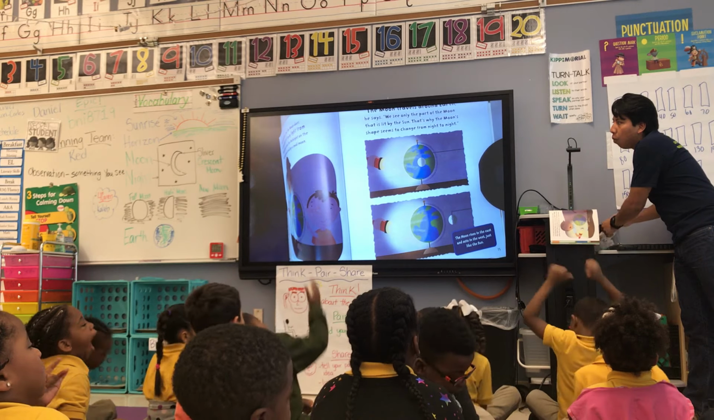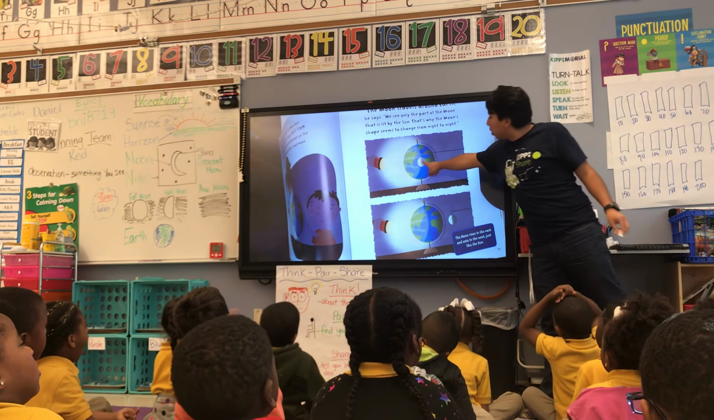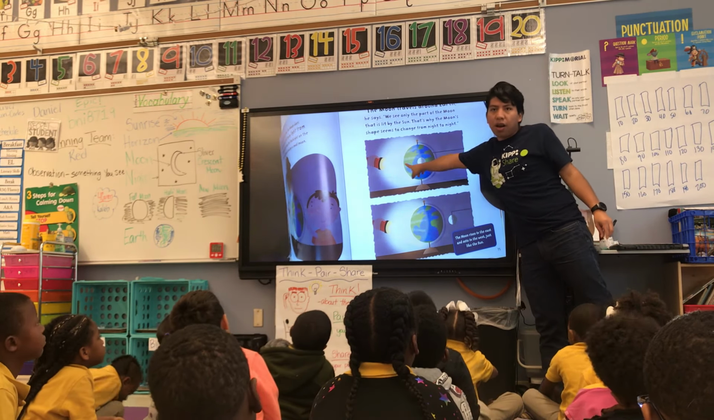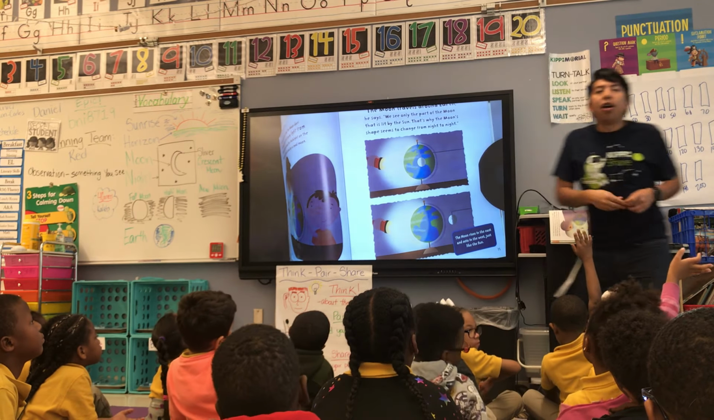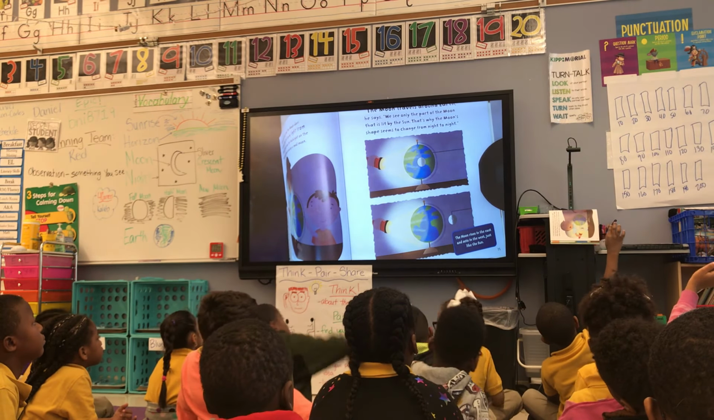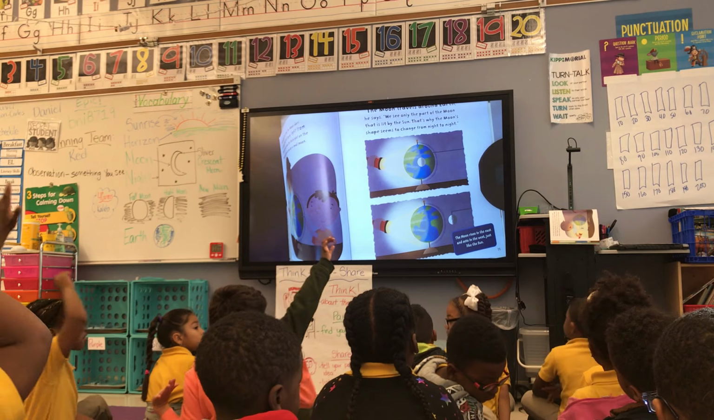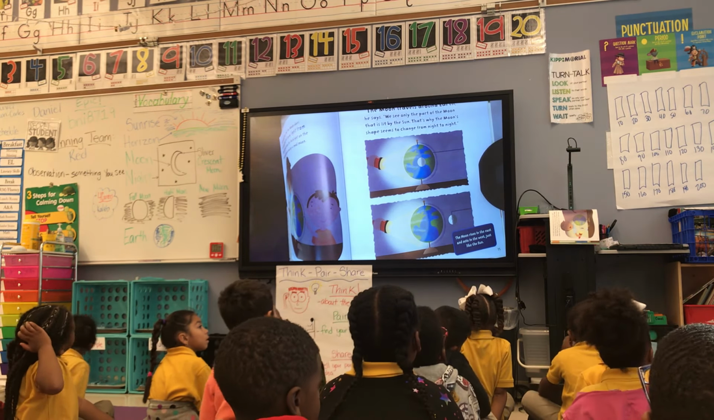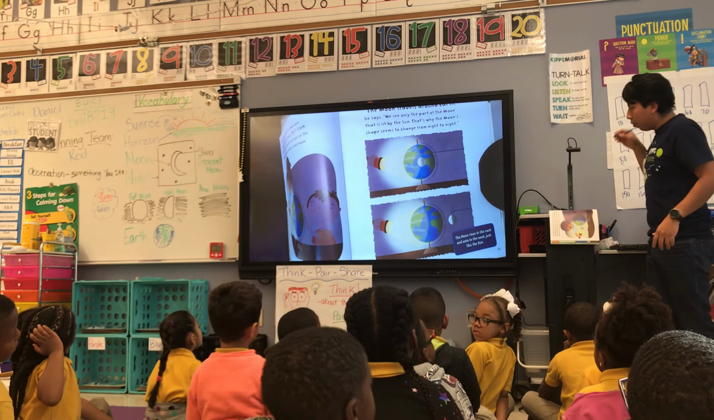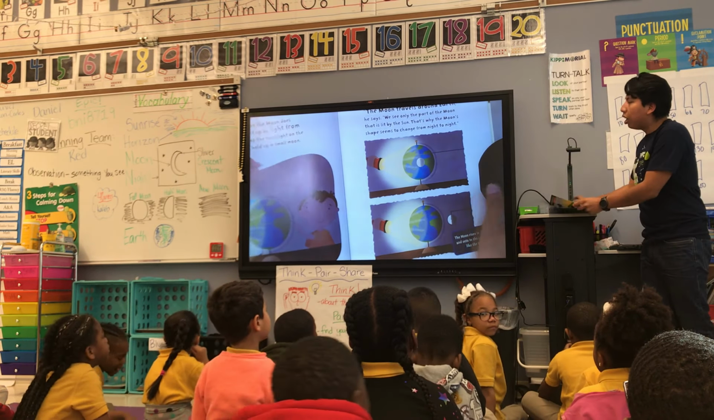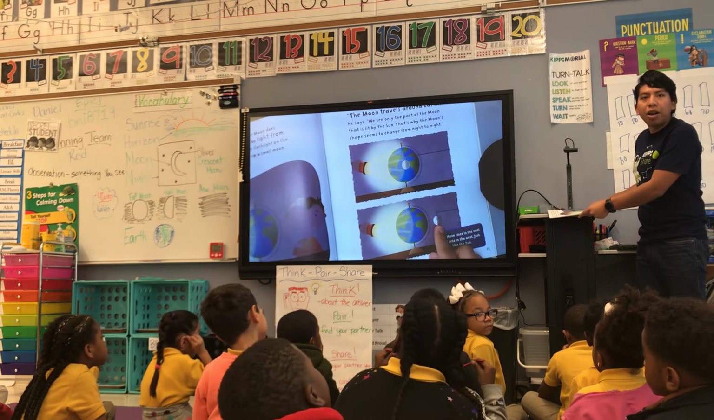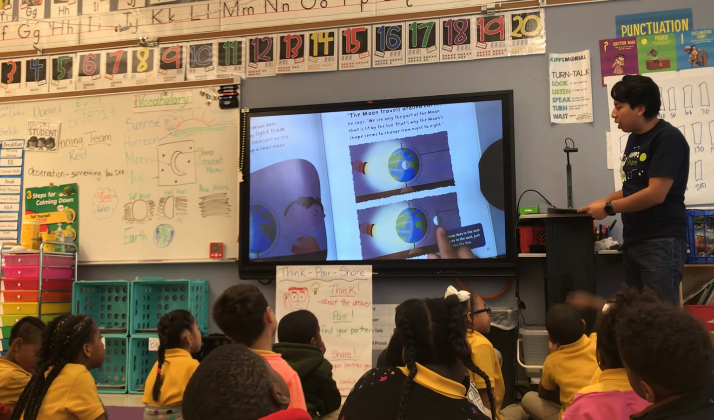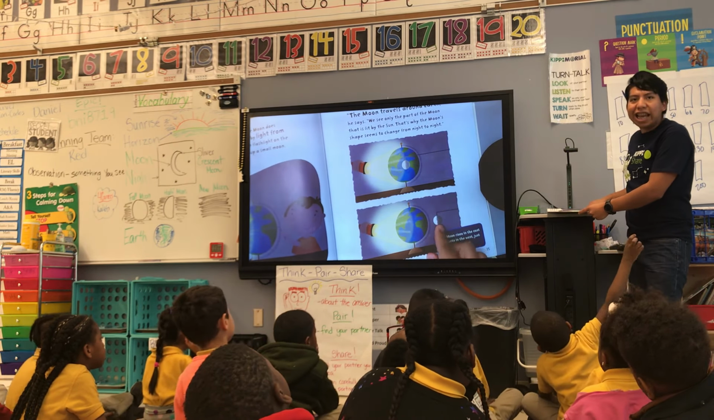Let's take a look. Why does the moon seem to be different? What's going on? What is shining on the moon, Caden? The sun. And the sun is not shining on the other one. You're right. And in this bottom picture, the sun is not shining directly on the moon. So we see less of it.